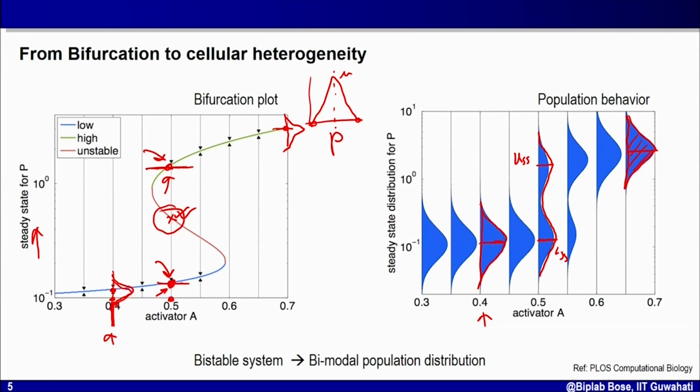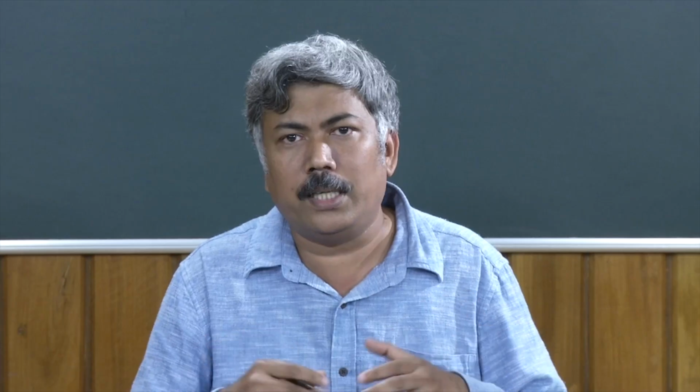So what is happening here? If you follow this population behavior data, when the signal is low, I have a population of cells where the amounts of protein in all these cells are distributed around a single mean.